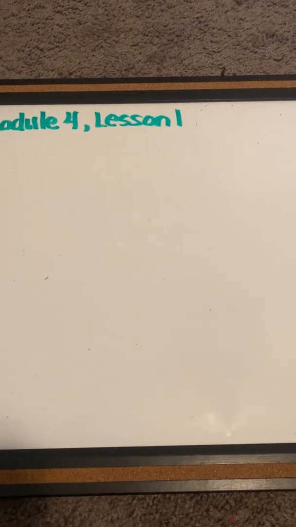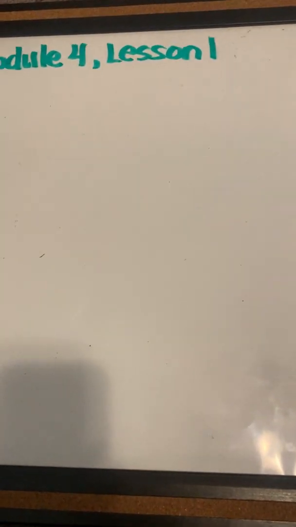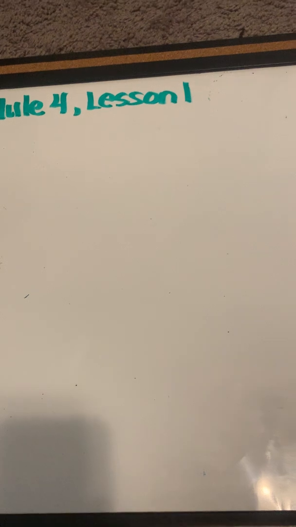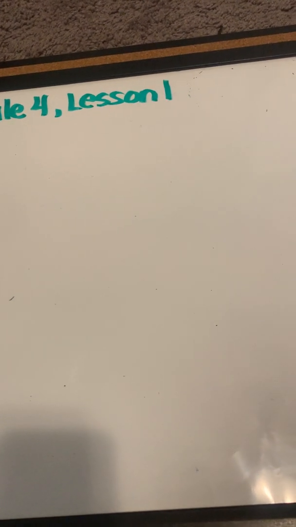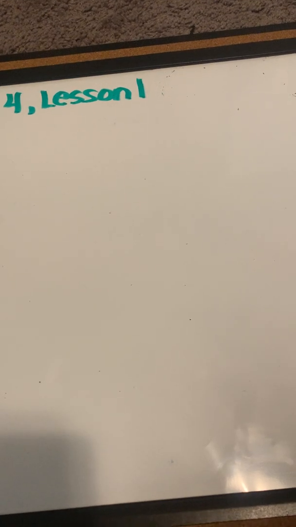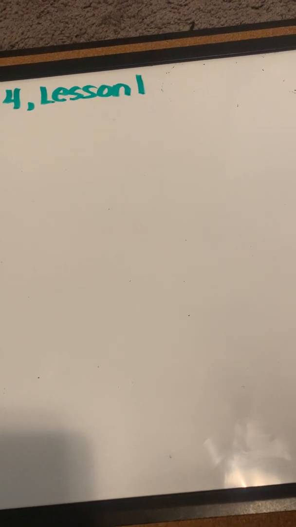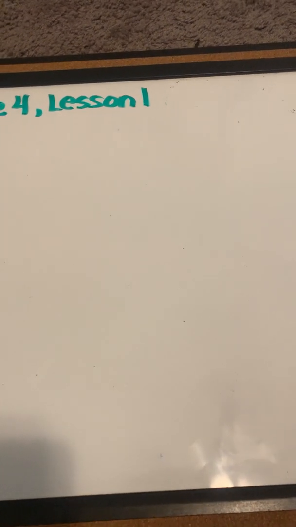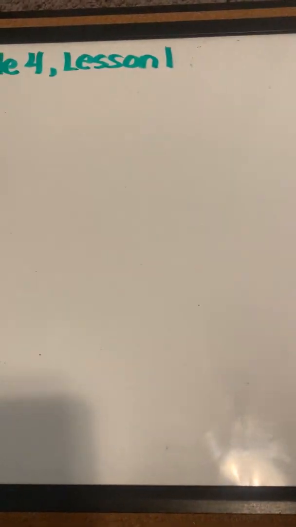Okay, now we are going to get into our lesson for Module 4, Lesson 1, which again is identifying and drawing points, lines, line segments, rays, angles, and recognizing them in various contexts and familiar figures. So you need a piece of paper. We're going to start by just learning what some of these terms mean.